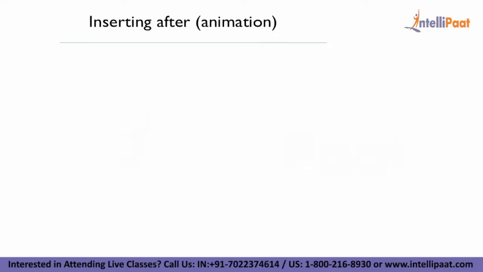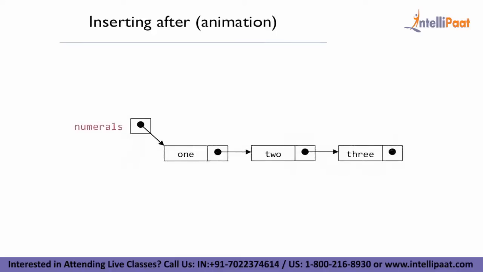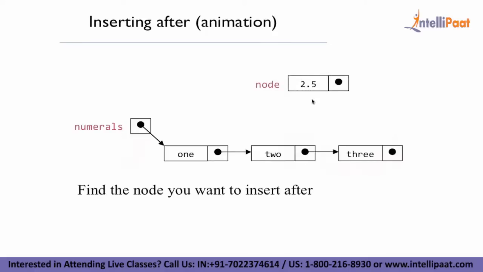So inserting after, how does this function work? Let's suppose we have this linked list and we want to insert a node 2.5. First, find the node that you want to insert after. Let's suppose we insert our node after 2. Here we want to insert after 2. First, copy the link from the node that's already in the list. So you need to copy this link somewhere.